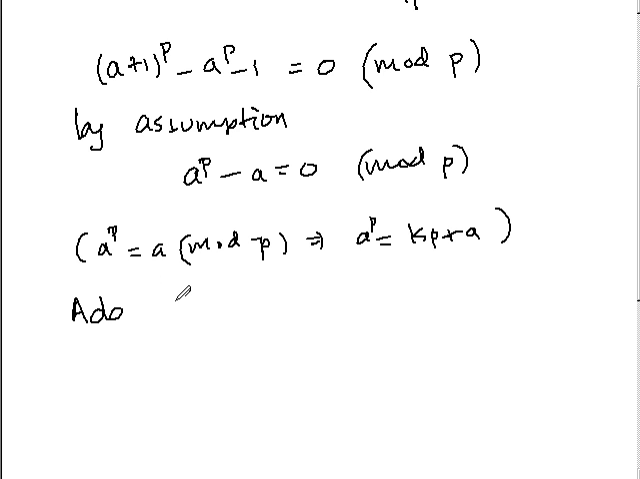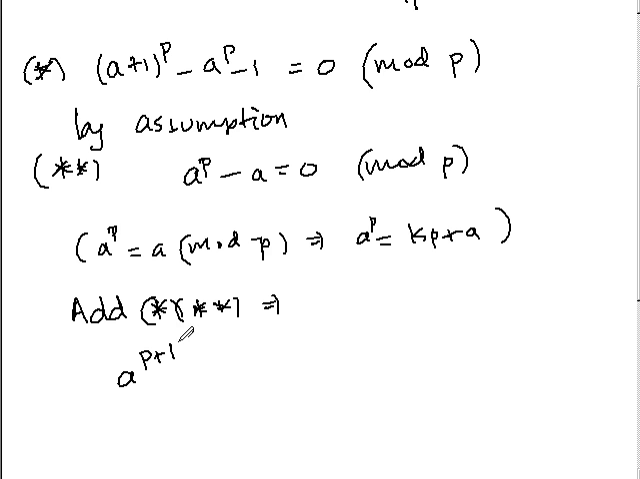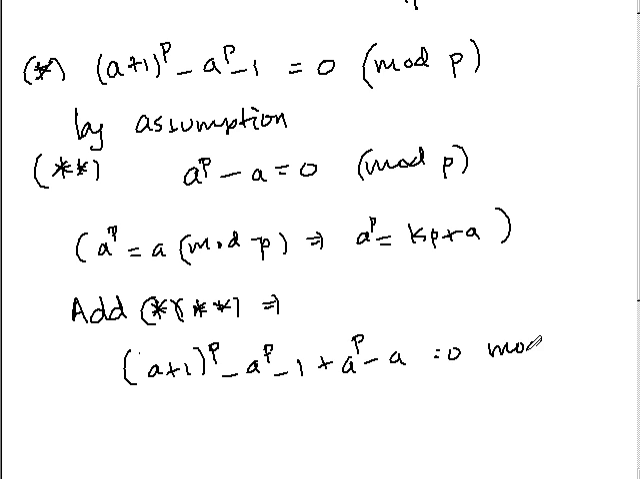I can add the two. So add the two expressions. I'll call these star and double star. Add these two expressions together, and what do we have? We have (a+1)^p − a^p − 1 + a^p − a ≡ 0 mod p.